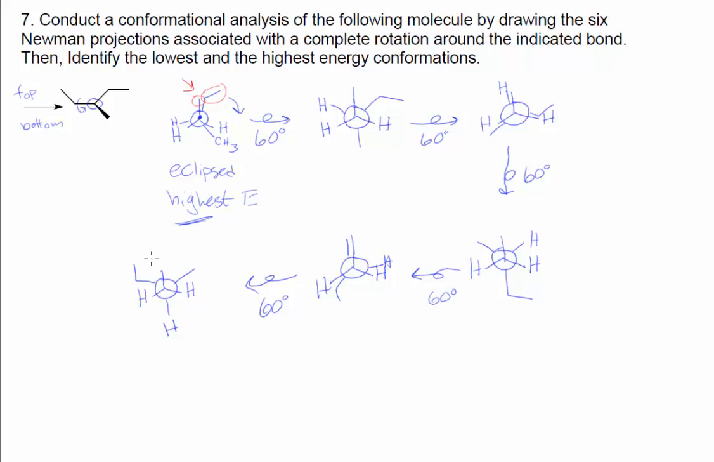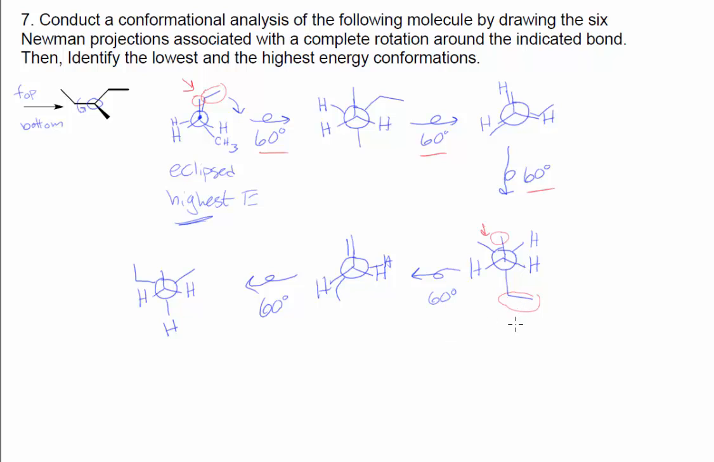So we found the highest energy by looking at the 2 largest groups and putting them eclipsing of each other. So the lowest energy then should be 180-degree difference from this molecule. So 1 60-degree rotation, 2 60, 3 60s. This is where the 2 largest groups are as far apart as they can get from each other. And yes, there is this methyl-methyl gauche here. There's nothing we can do about that.